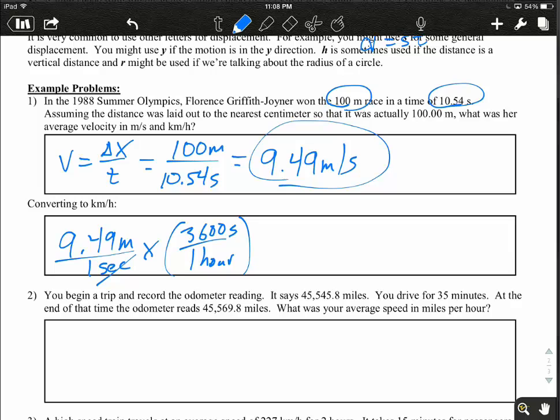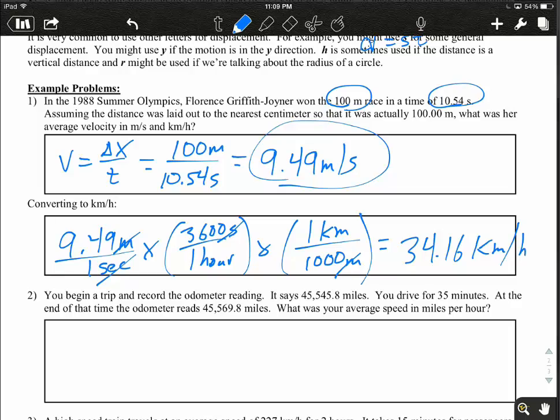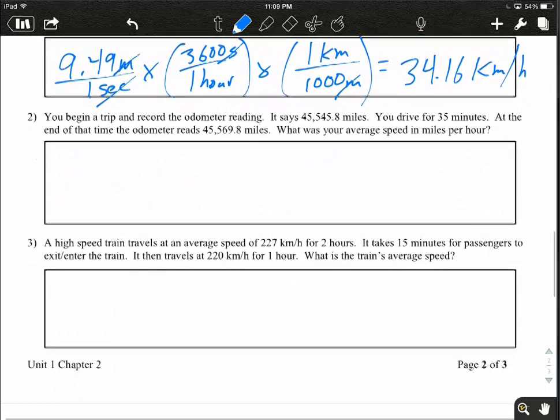That gets rid of our units of seconds. So now we would be in meters per hour, and we want kilometers. So we also know that there is 1,000 meters in 1 kilometer. So now the units of meters cancel out, and you get your answer in kilometers per hour.